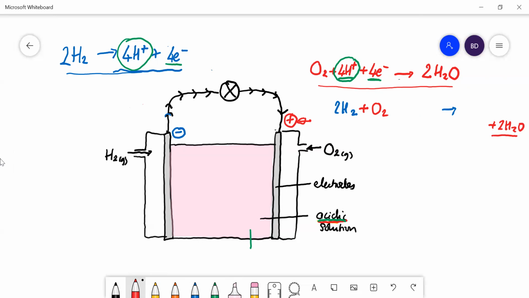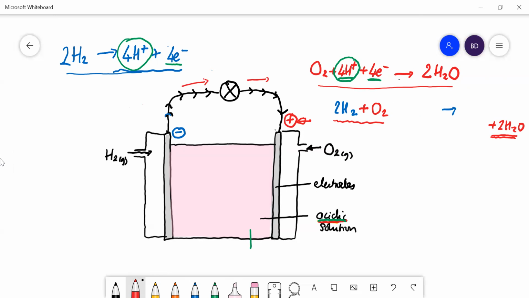And the loss in chemical energy, there's loads of chemical energy here, and there's not much chemical energy in water, has been used not as heat as it normally is in an exothermic reaction, but it's used to push these electrons around.